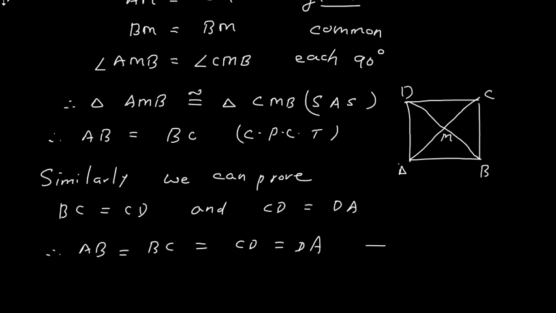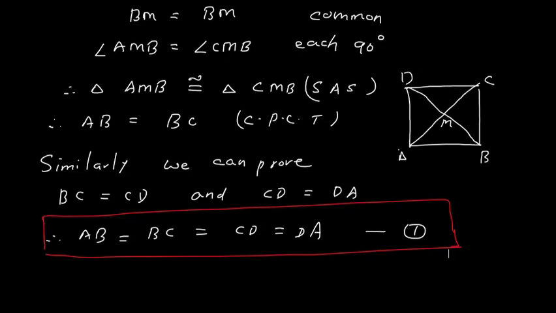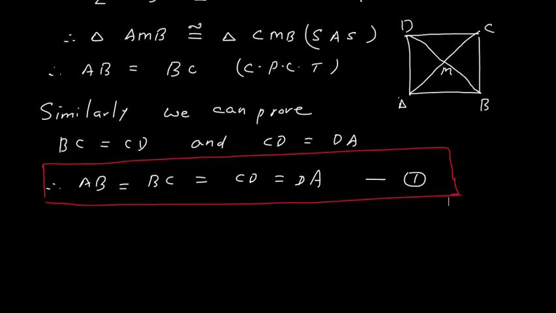I will consider this as equation 1. And one part I have already proved, so let us highlight it. Next, I have to prove that each angle is 90 degrees. For that, let us take triangle DAB.